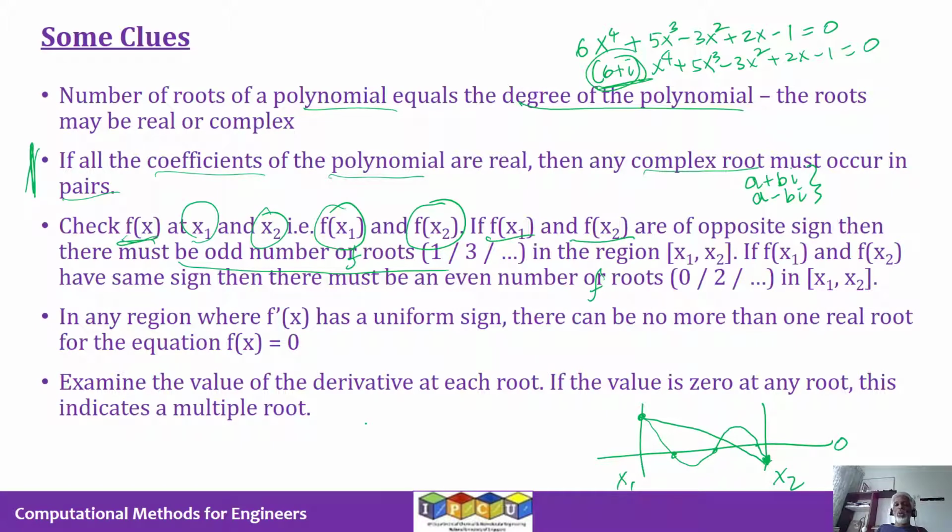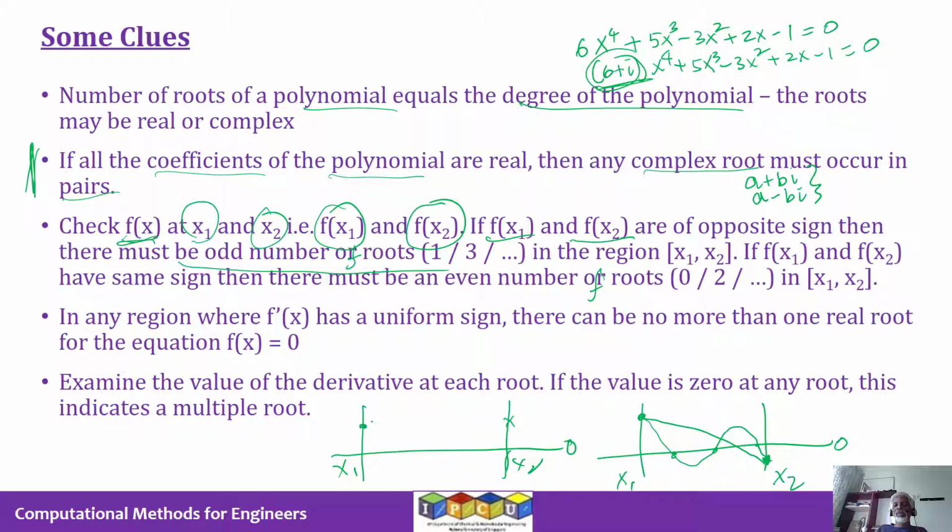Either 0 root or 2 roots or 4 roots, etc. So this is x1 and x2. If you evaluate the function here, you get f of x1. If you evaluate the function here, you get f of x2. Now both are positive, above the horizontal axis. So both values of the function, f of x1 and f of x2, turn out to be positive.